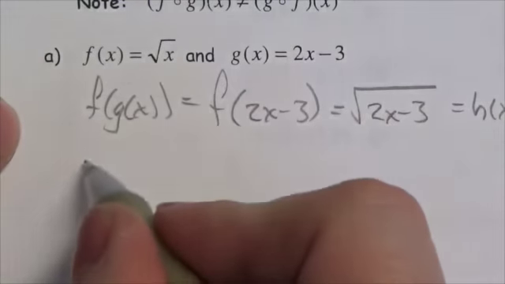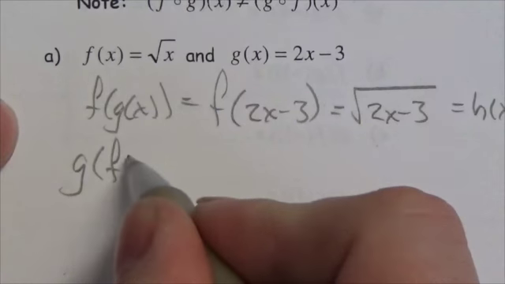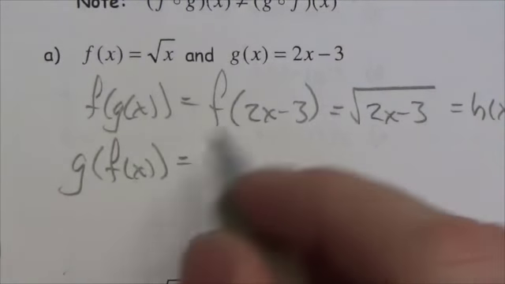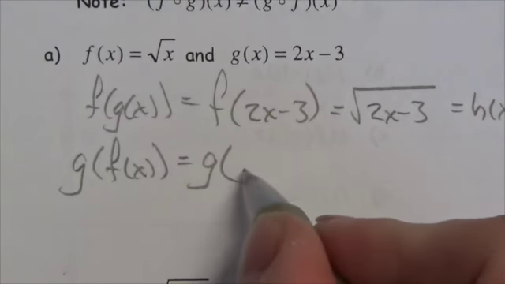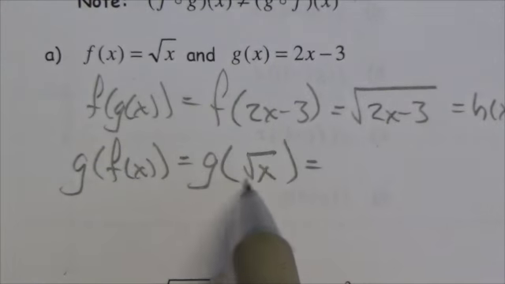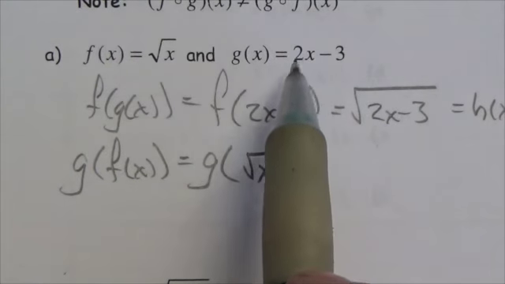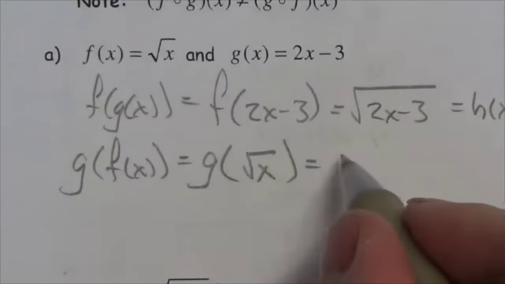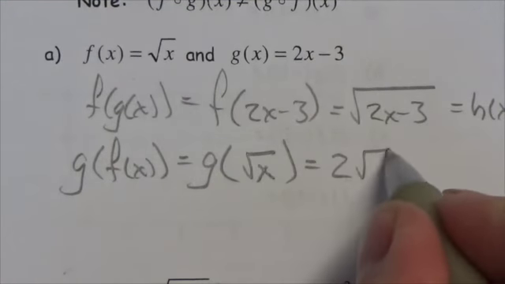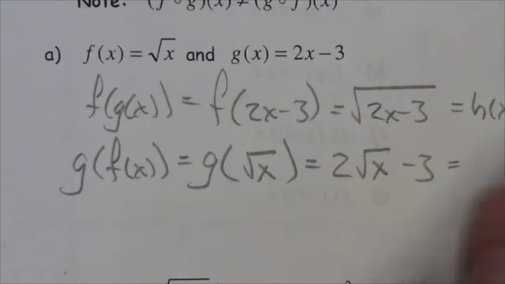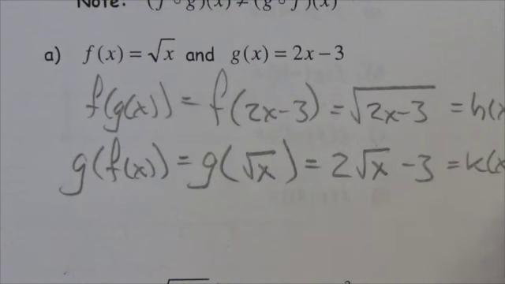Now let's change the order. So this will be g of f of x. In this case here, f of x is the square root of x. So this will be g of the square root of x. And now what does g do to its independent variable? Well, g multiplies the independent variable by 2 and then subtracts 3. So 2 times, in this case, the independent variable is going to be root x, minus 3. Okay, let's call this k of x.